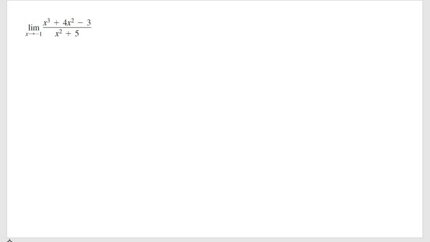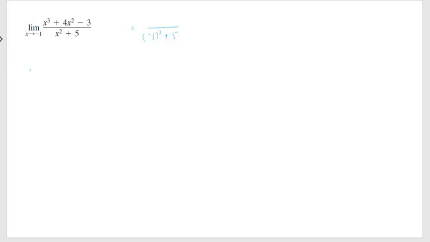Next, let's look at this question. We have x cubed plus 4x squared minus 3 in the numerator, and in the denominator we have x squared plus 5. Let's look at the denominator. If we substitute minus 1, we have minus 1 squared plus 5, which is 6, and it's not 0. The denominator is not 0, so we can directly substitute x equals minus 1 into this expression.